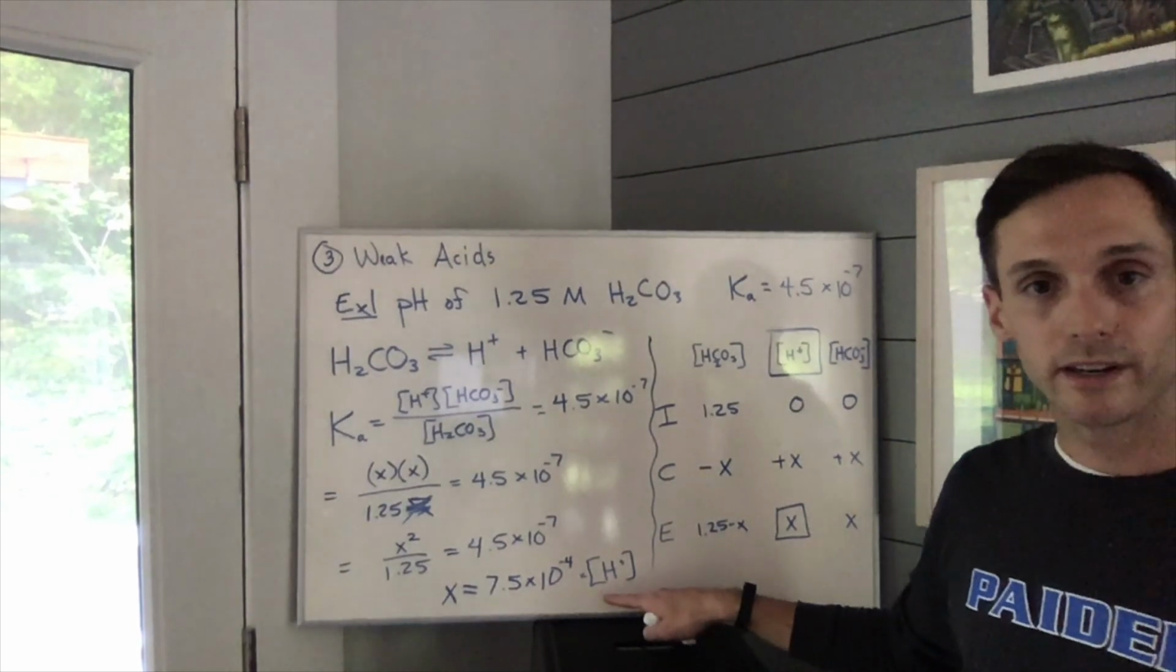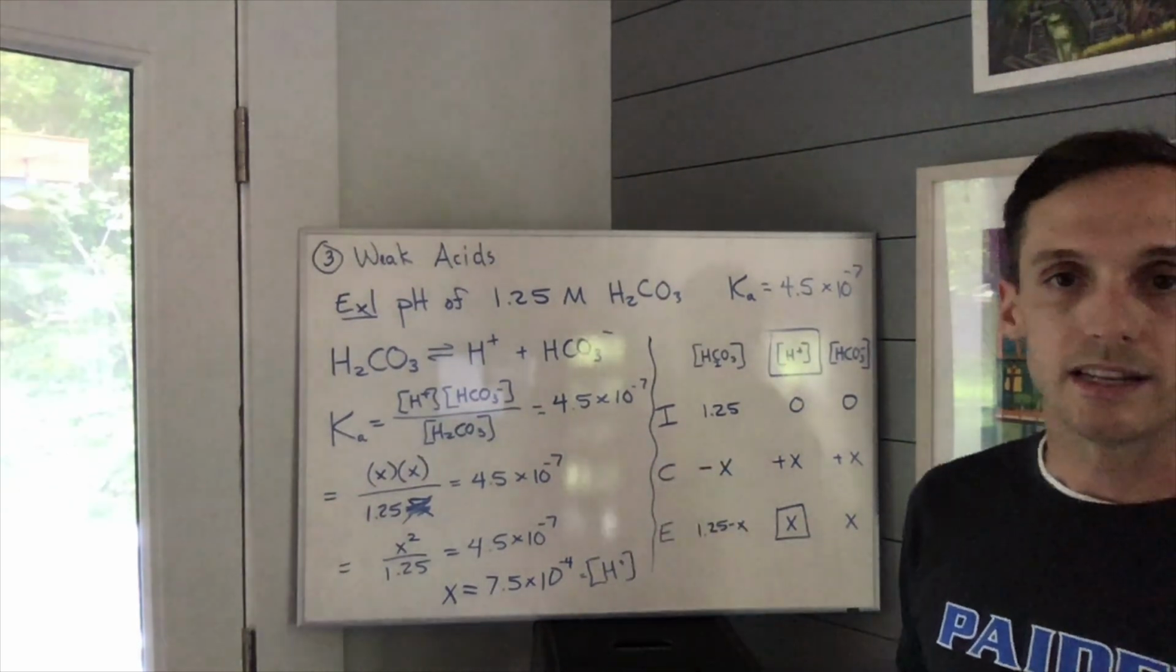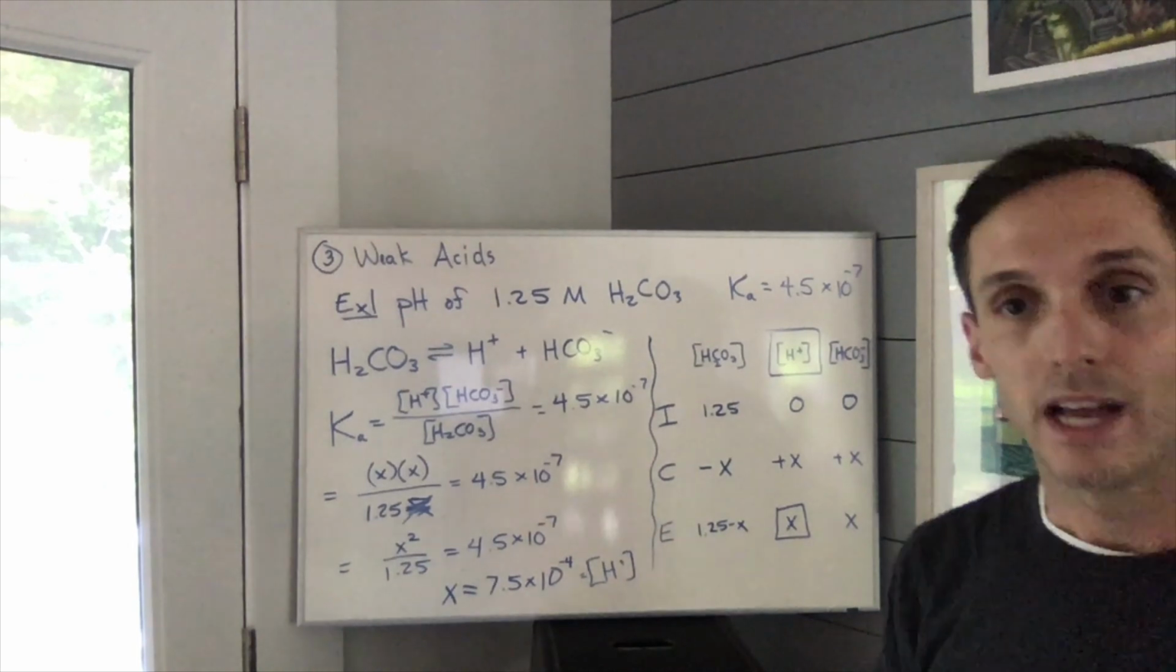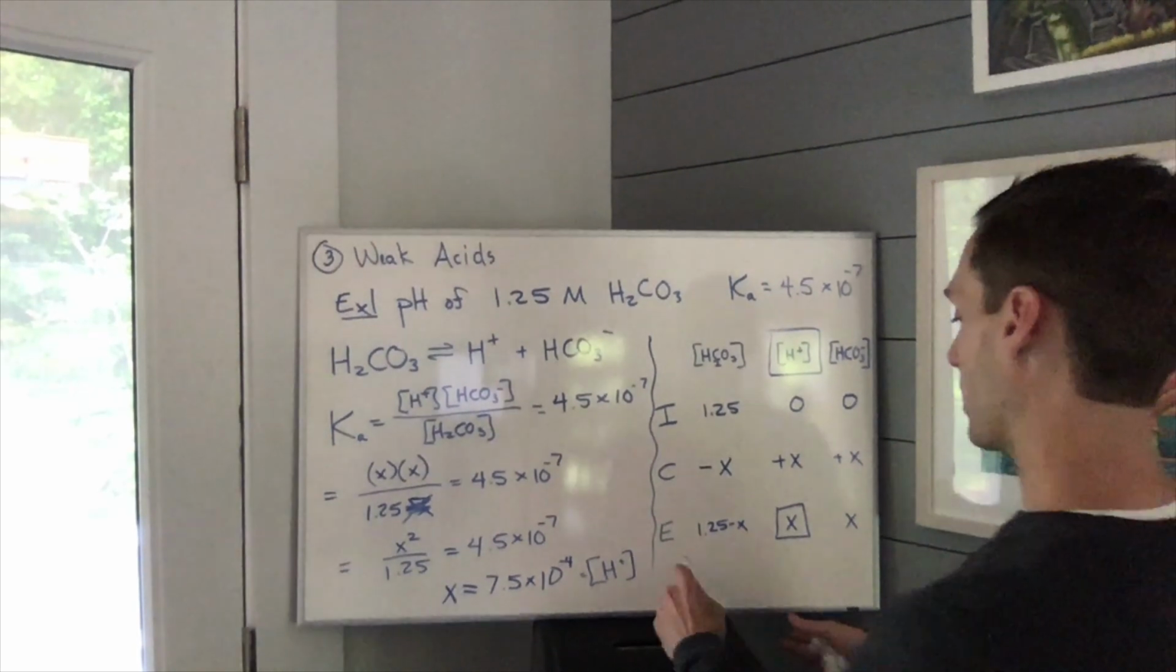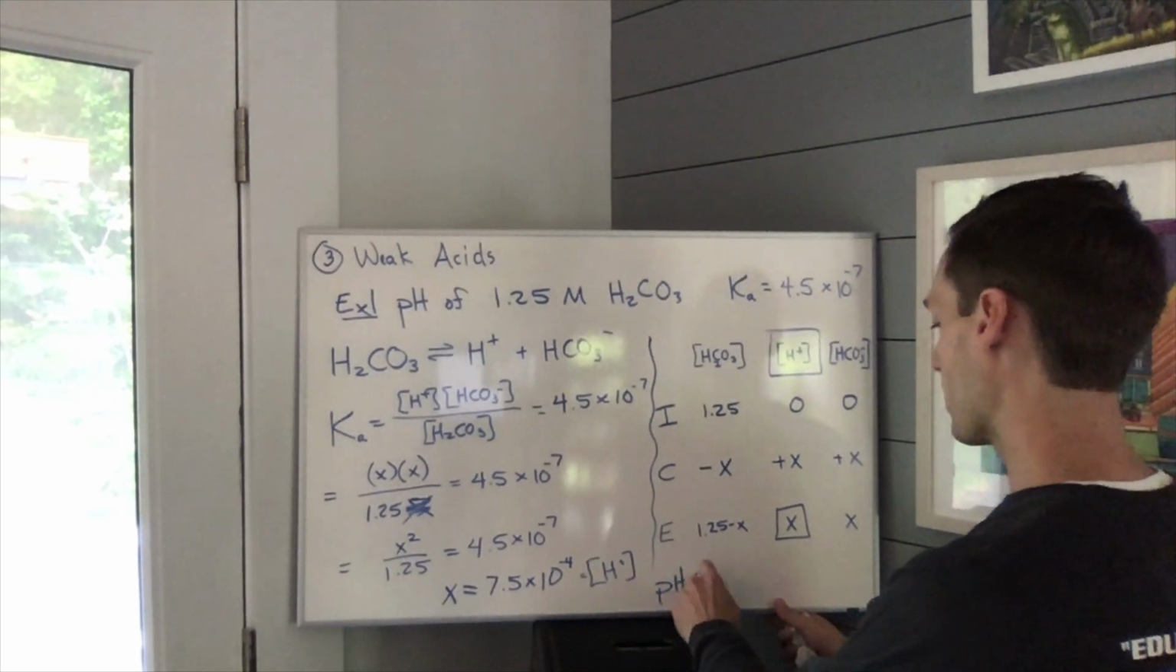That is our H plus molarity. That puts us on the pH square. Plug that into negative log of that number, and you will directly get the pH equal to 3.12.